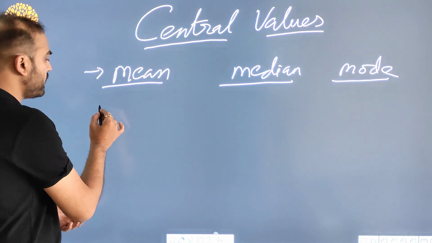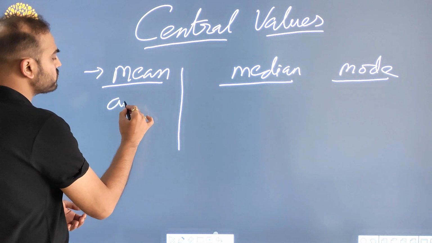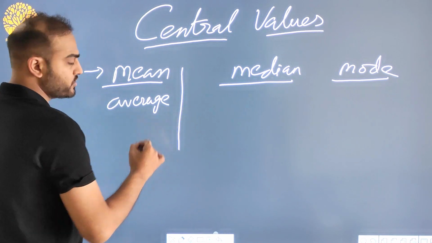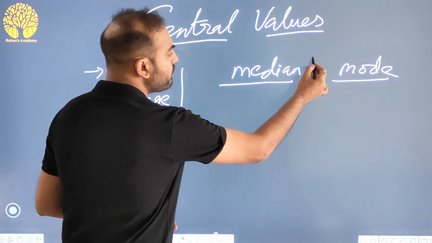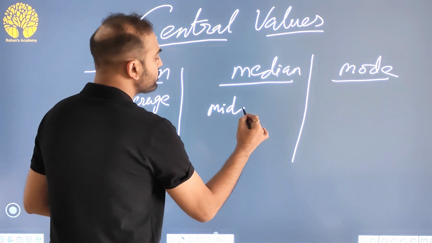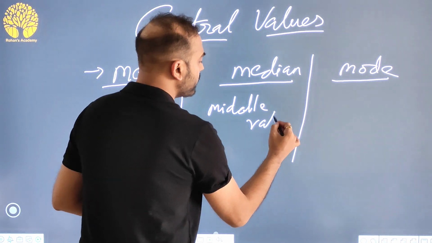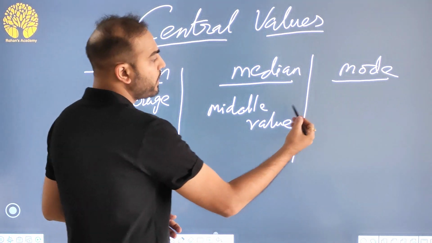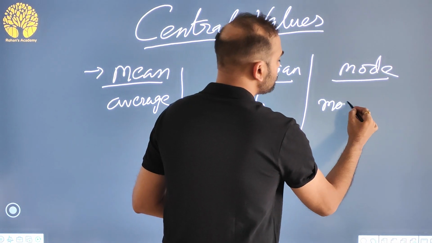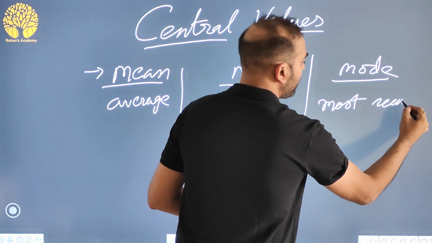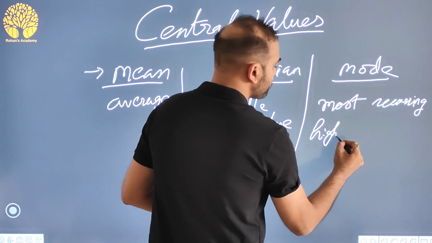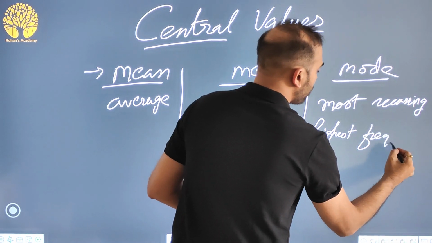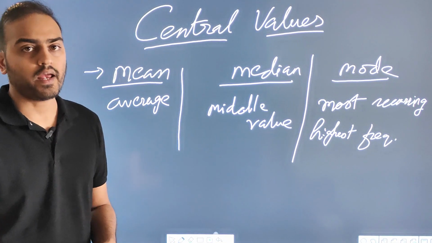What is mean? It is also called average. Median is the middle value of the data, and mode is the most recurring value, the value that repeats the most, the one that has the highest frequency.